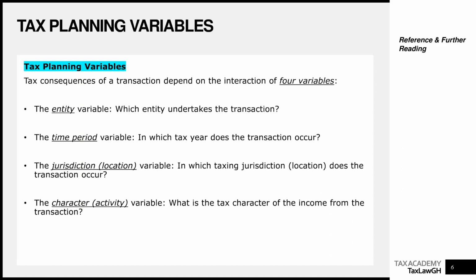So, entity variable is which entity undertakes the transaction. How about time period variable? Here, the question we are trying to ask is, in which tax year does the transaction occur? Because don't forget that the year in which a transaction occurs will typically be the year in which the amount will be taken into account for the purposes of determining the tax on that income amount. So, it is essential to let the amount fall into the appropriate year to determine the appropriate tax.